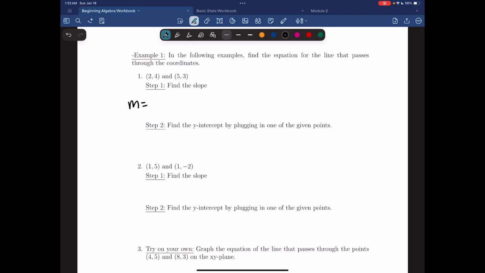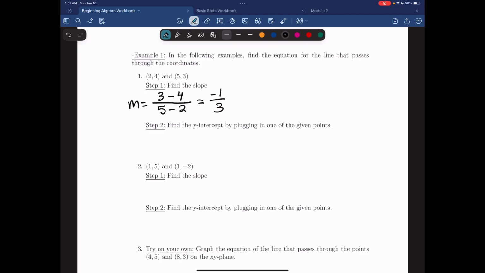where we say m equals the difference of our y values, because slope is rise over run, so we're going to find the difference of our y values. So we're going to do 3 minus 4, and then the difference of our x values, 5 minus 2. So 3 minus 4, that's -1. 5 minus 2 is 3. So that's your slope, -1/3.